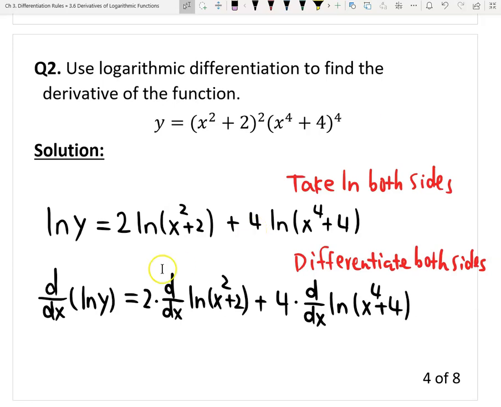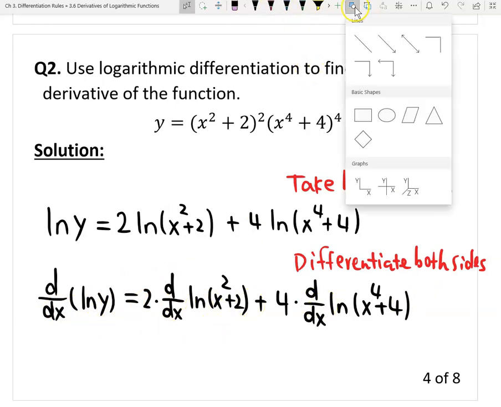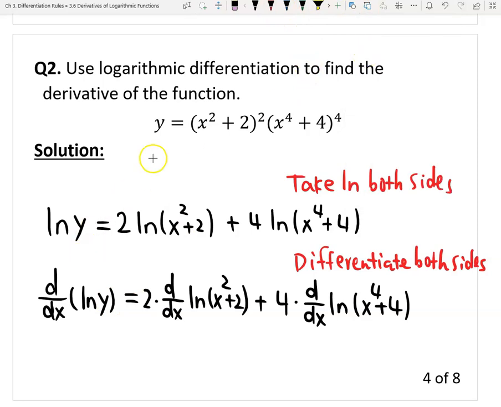Okay, good. Now what do we do? We have 1, 2, 3 derivatives. Can we see? How about the first? The first we did before, right? This is a chain rule. This is a composite function. We have to use the chain rule.